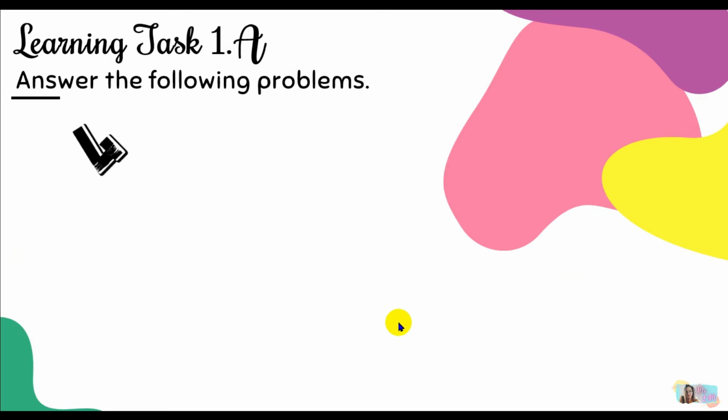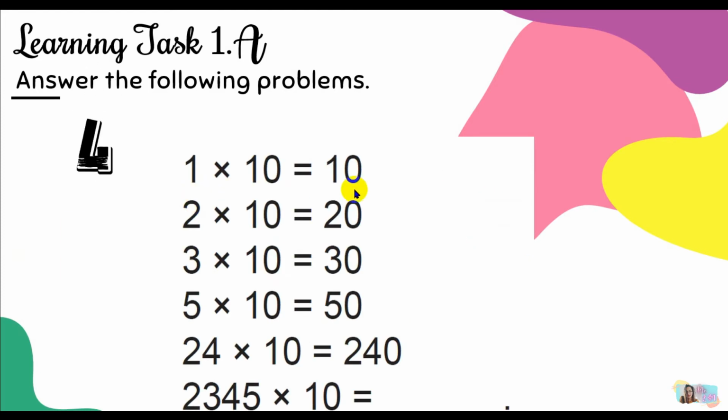Okay, number 4. We have here 1 times 10 is 10, 2 times 10 is 20, 3 times 10 is 30, 5 times 10 is 50, 24 times 10 is 240. What will be 2,345 times 10? We can say that it is 23,450, not by multiplying it by 10, but just putting 0 at the end of the digits.